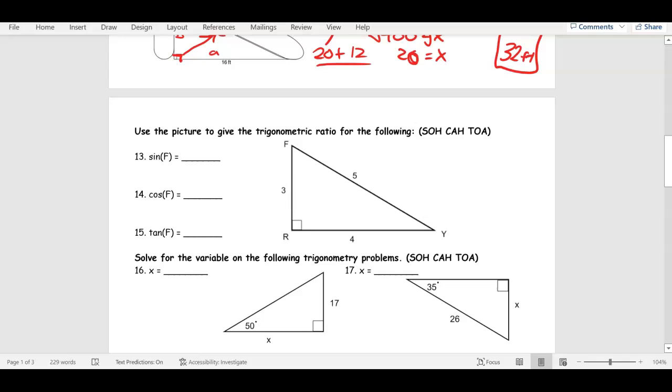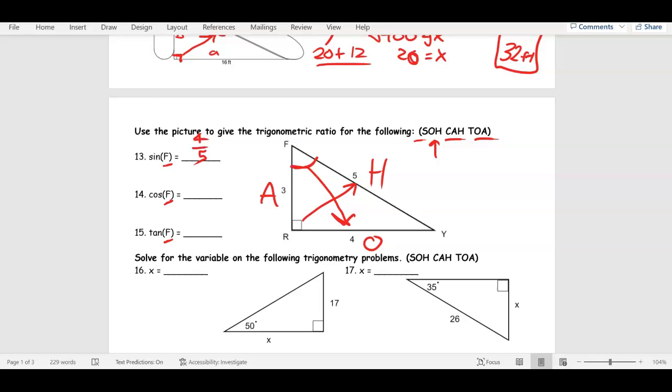13. Okay, don't forget SOH CAH TOA trigonometry. The angle on all these is F. So let's go ahead and put an arc at F. Label O, H, and A. And then sine, cosine, tangent. Sine is O over H. So 4 over 5.